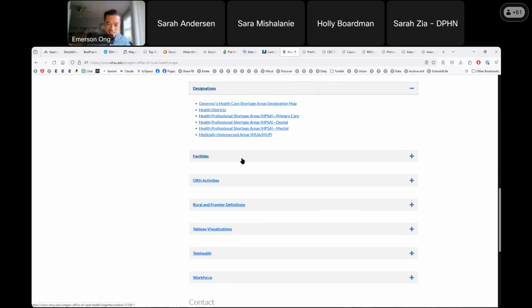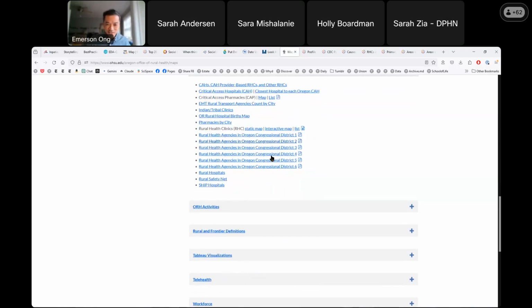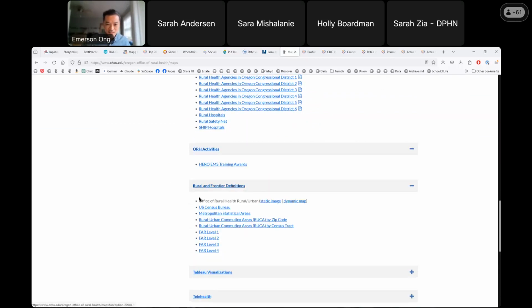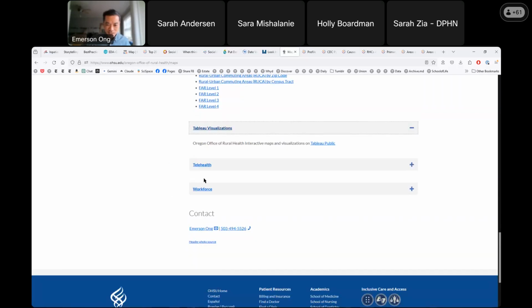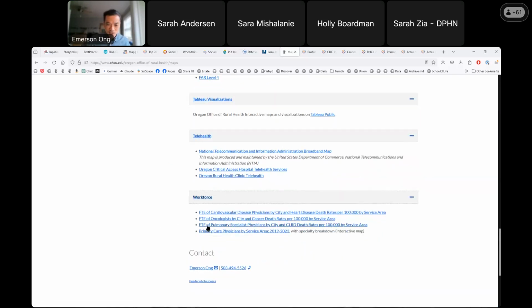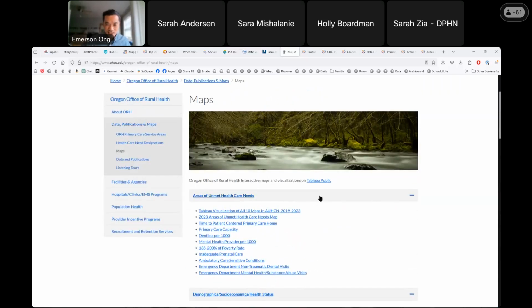The different designations, facility maps, hospital, RHC, Indian tribal clinics, all sorts of stuff, maps by congressional district, ORH activities, frontier and rural definitions, Tableau visualizations, telehealth information, and workforce data. So I'm just going to go over the Tableau public page I downloaded.